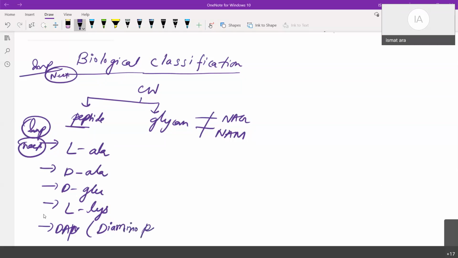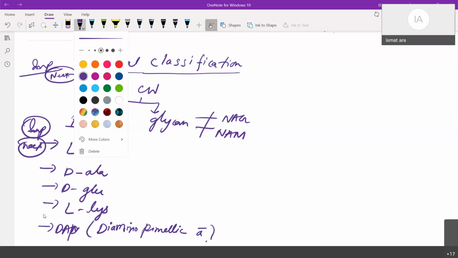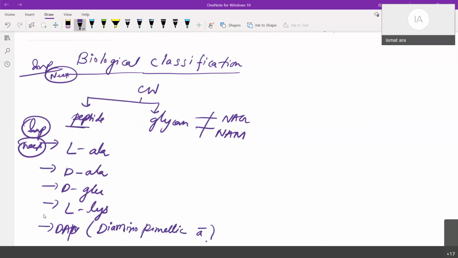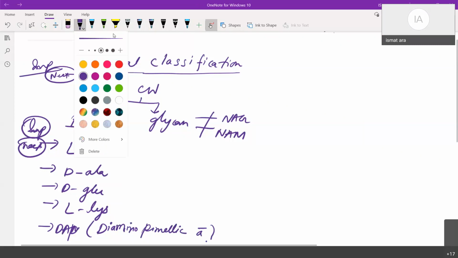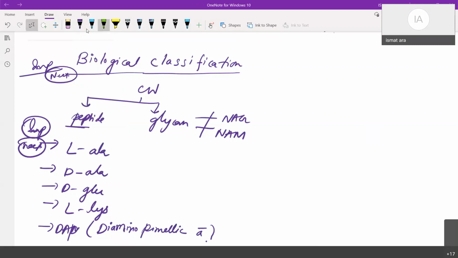Diaminopimelic acid. Okay. Diaminopimelic acid. Diaminopimelic acid. So these are the 5 amino acids.